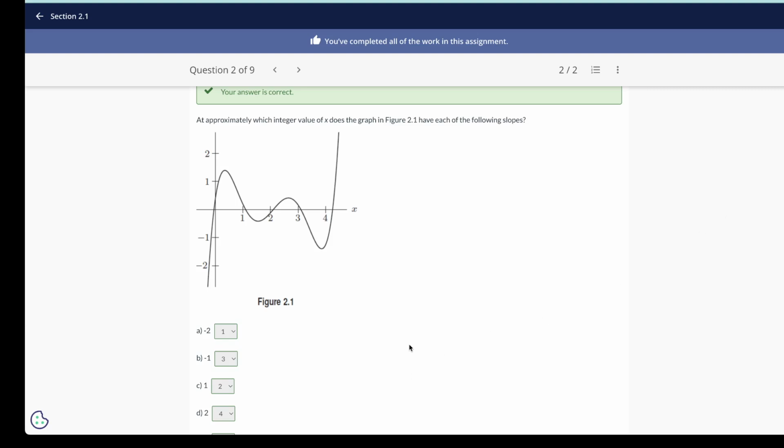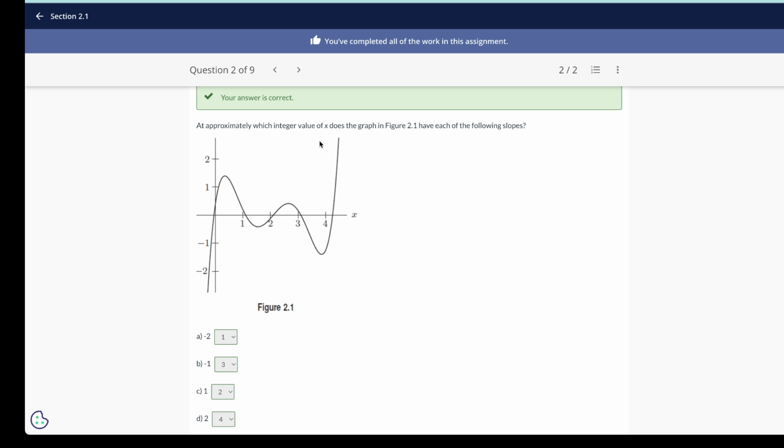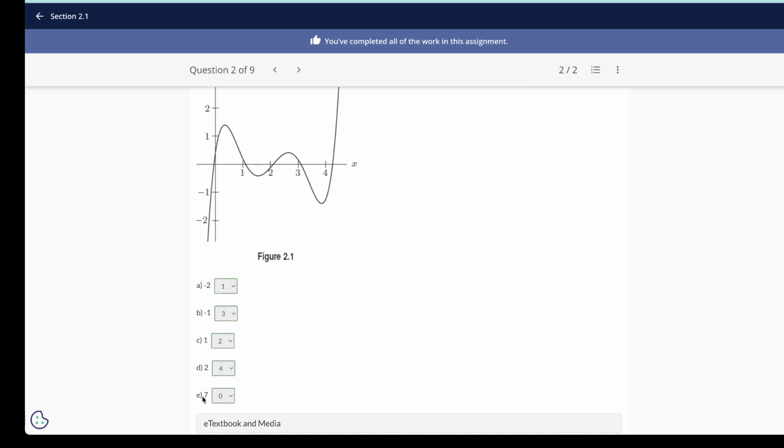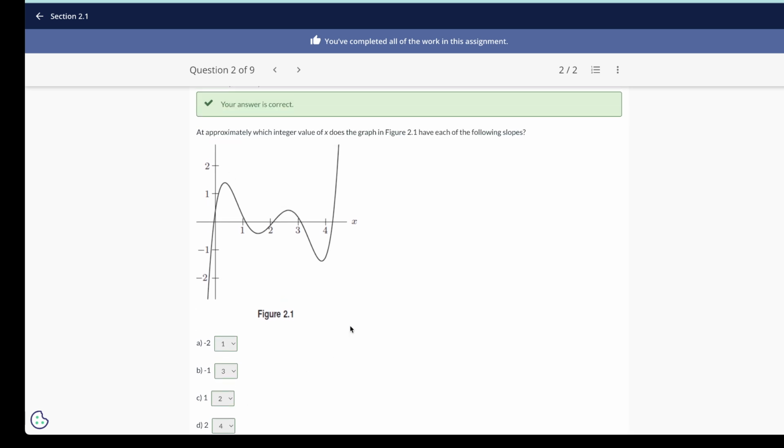Okay, so here we have this question. At approximately which integer value of S does the graph in figure 2.1 have each of the following slopes? So here is figure 2.1 and our slopes are -2, -1, 1, 2, and 7. So a slope tells us how steep the graph is at some section of the graph.